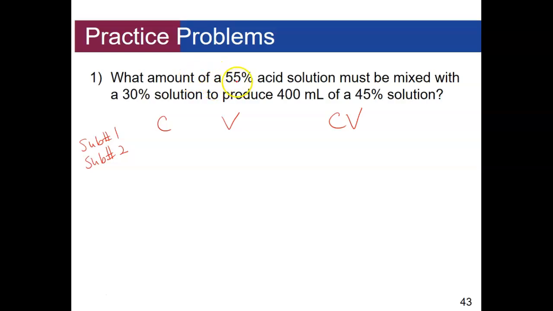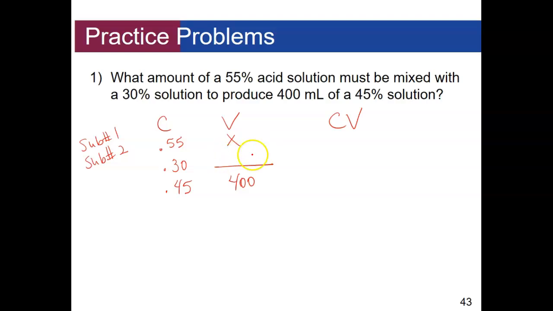So we're going to start with our 55% acid solution. So we'll have 55%, and we need to know what amount of that. So that's going to be our X, and we're going to mix that with a 30% solution, and we need to produce 400 milliliters. So our total is going to be the 400. And we want the total to be 45% concentration.